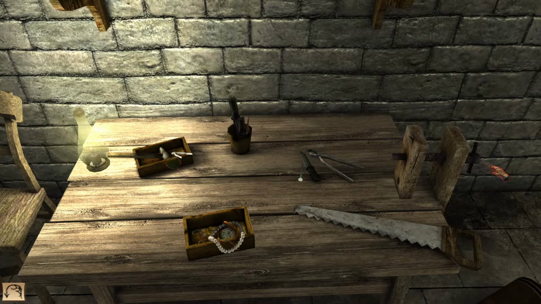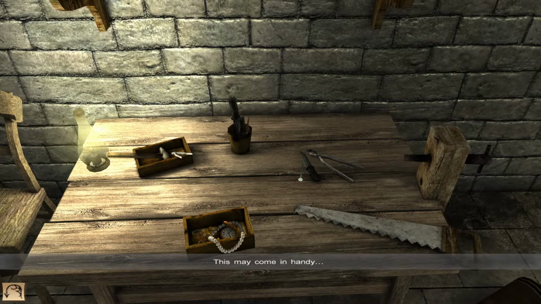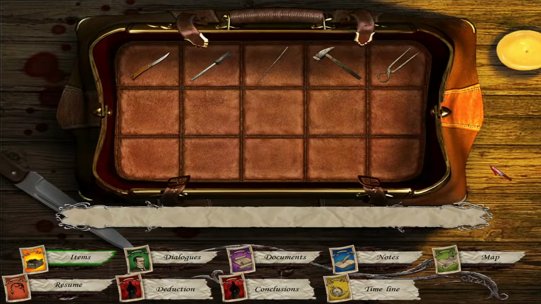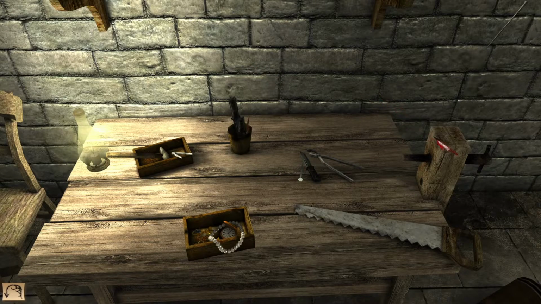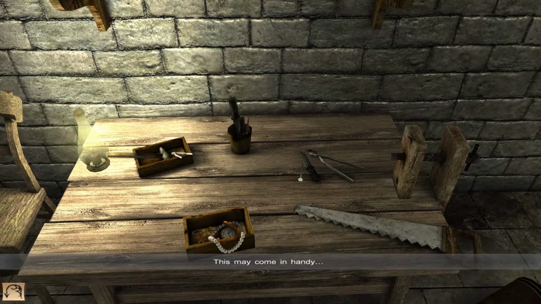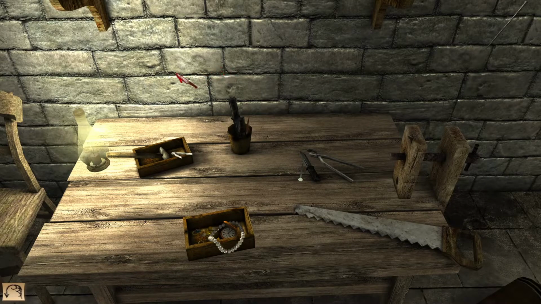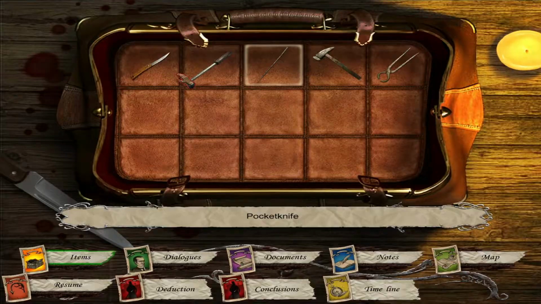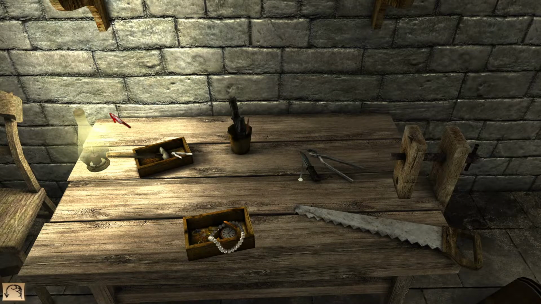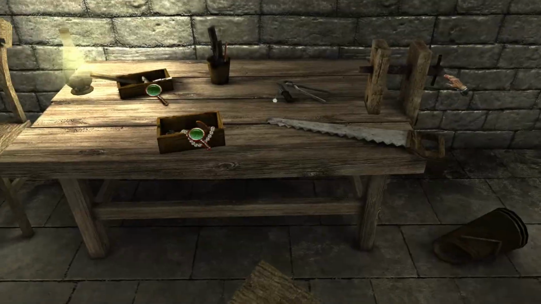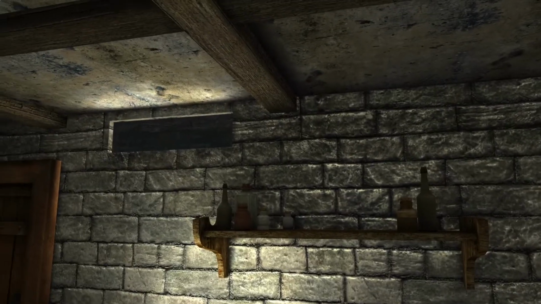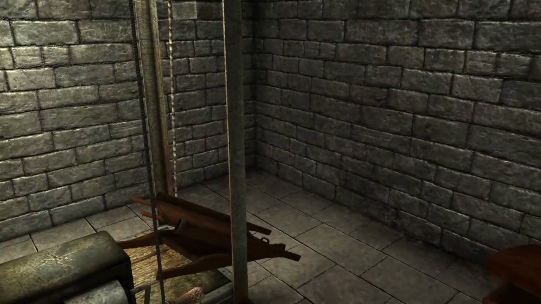Okay, wise. This may come in handy. Do I use... This may come in handy. Okay. We probably have to come back later, because I don't know what to stick in there.